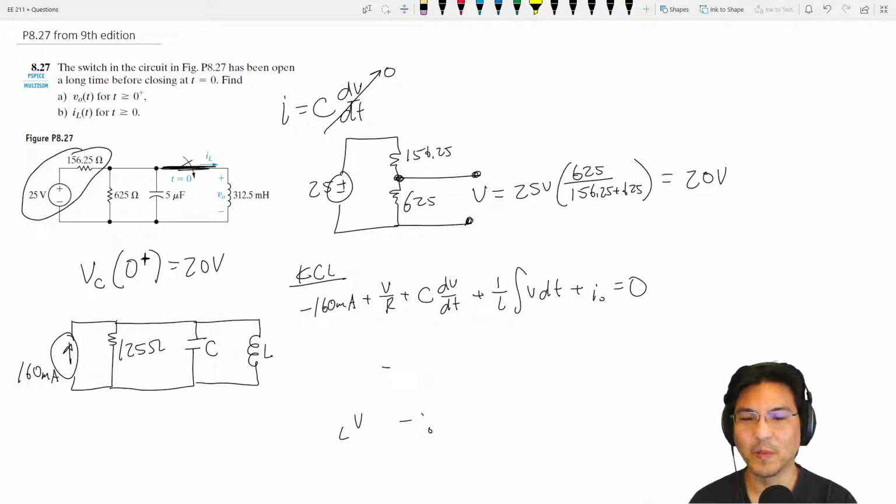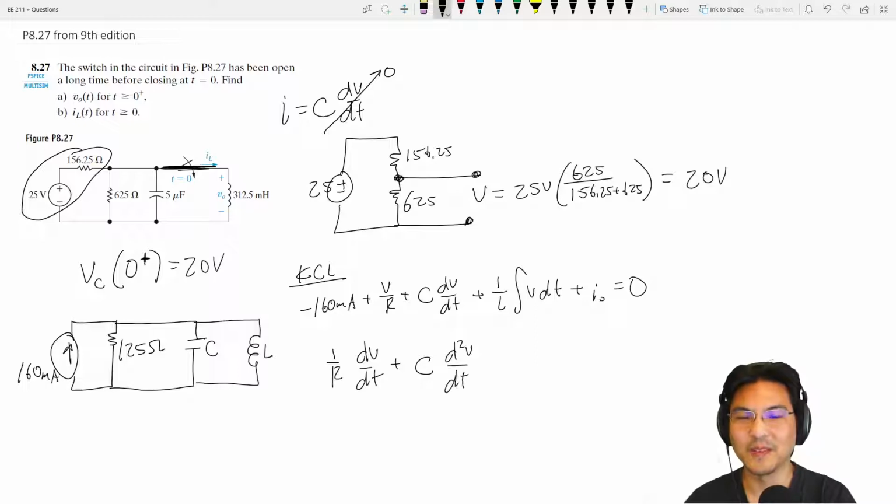Okay, and then I don't like having this thing here, so let's just take a time derivative of the whole thing. So the constants go away, and then we have 1 over R dv dt plus C d squared v dt squared plus, this will just become v. Oh, I forgot the 1 over L. Okay, and then let's just divide everything by C to get rid of this coefficient. There you go. Okay, let me swap these two.